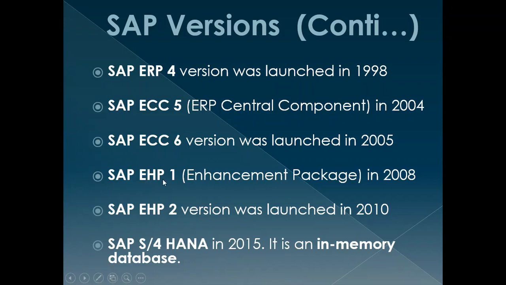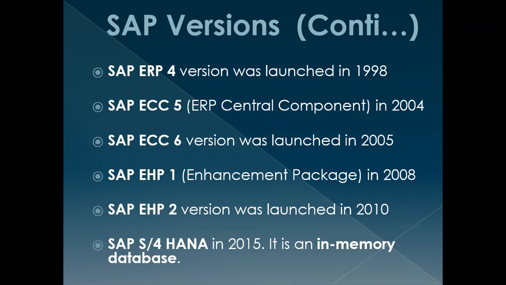After that, SAP launched the ERP4 version in 1998, then ECC 5, ERP Central Component, in 2004. SAP launched the ECC 6 version in 2005. SAP EHP1, enhancement package, was launched in 2008. SAP EHP2 version was launched in 2010, and finally SAP S4HANA was launched in 2015. It is an in-memory database.